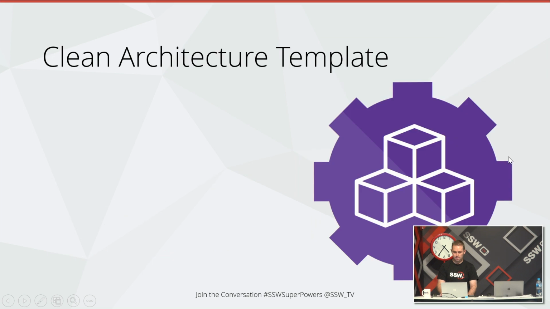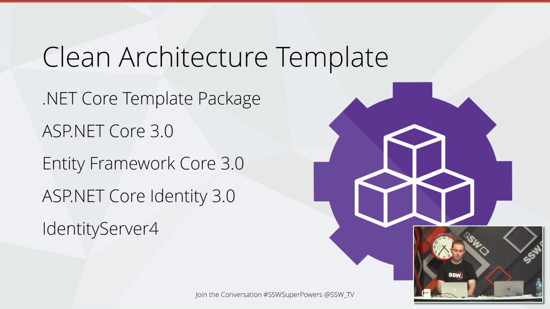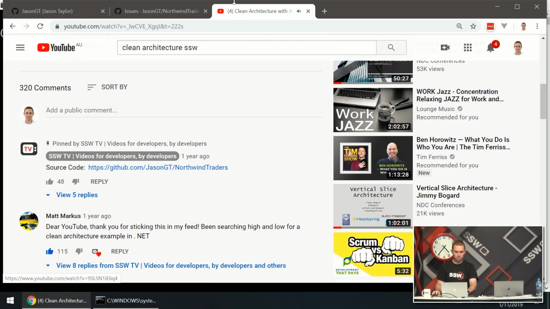There we go. A clean architecture solution template. I wanted a really great file, new project experience. Up until now, I'd been using the Northwind Traders and retrofitting it, or creating it from scratch, and adding all of the projects and tools and technologies that I like to use, as well as all of my infrastructure classes. So this one is a .NET Core template package, and it's the same design: ASP.NET Core 3, EF Core 3, Identity 3, Identity Server 4, and the repo is right here.